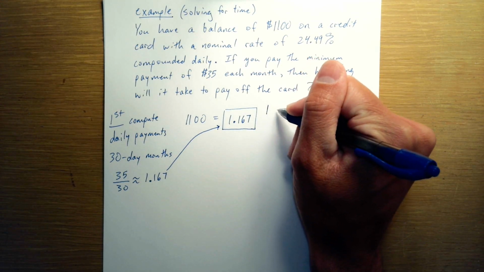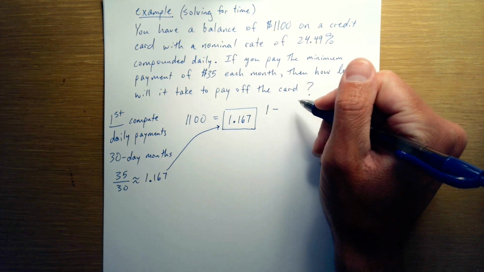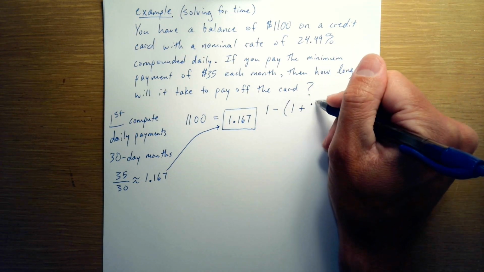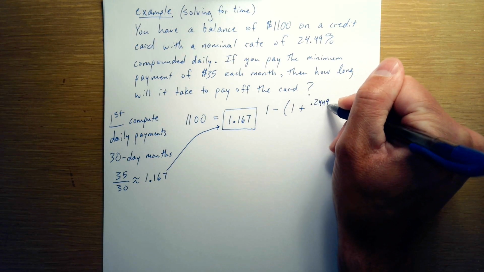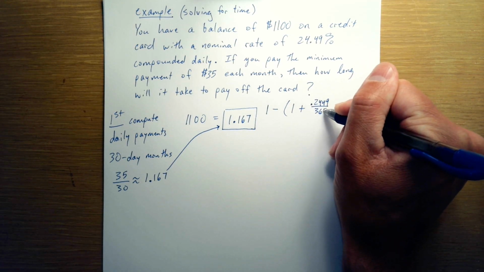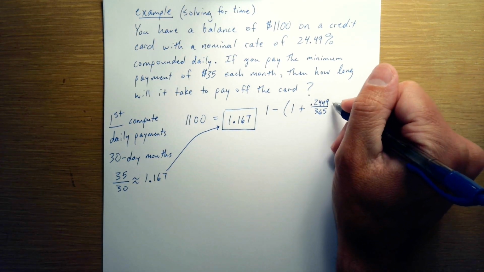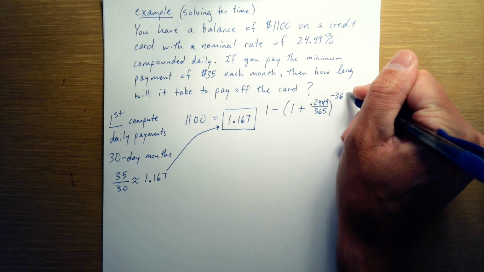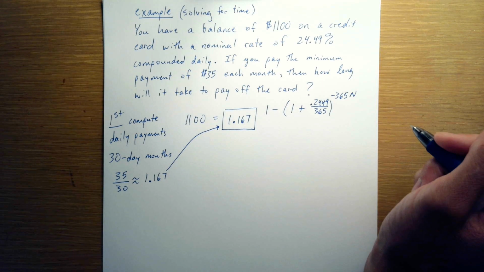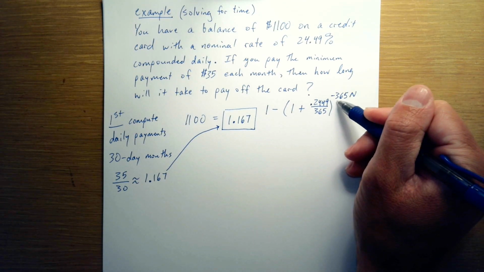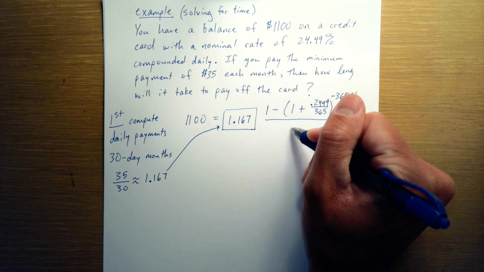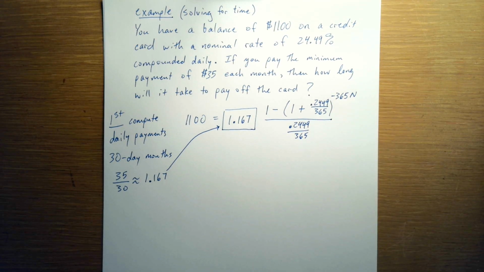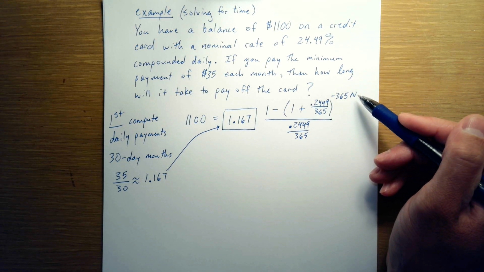So the rest of this we know, except for the time. Our interest rate is 24.49, so it's 0.2449. Compounded daily, so we go with 365. Another assumption that a year has 365 days, which is not always true. And then we have negative 365 times n. Remember, that's number of years times number of compounding periods per year. And so we need to solve for n, which is buried within this exponent.